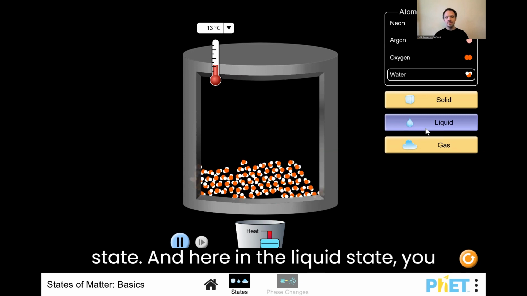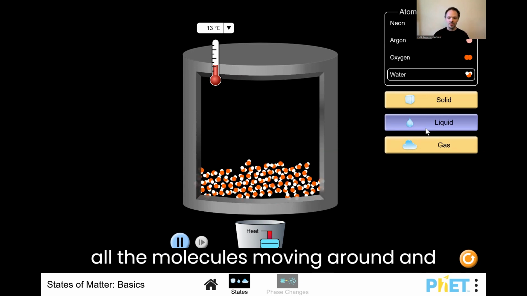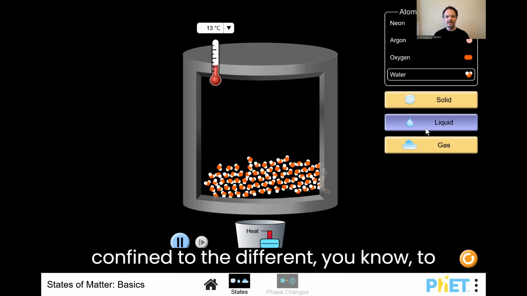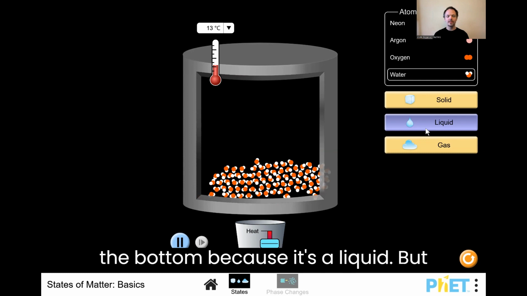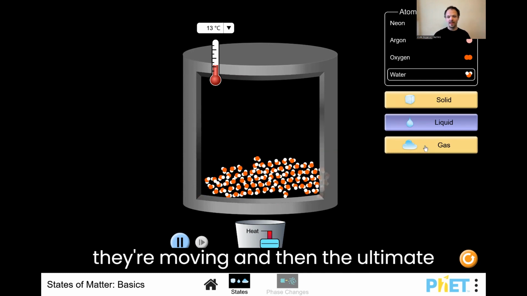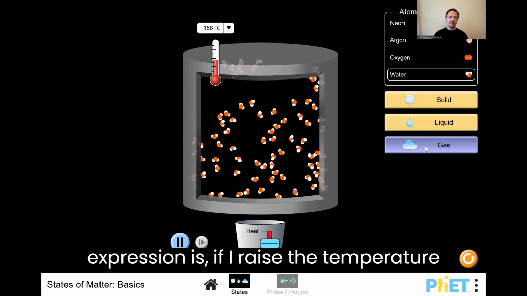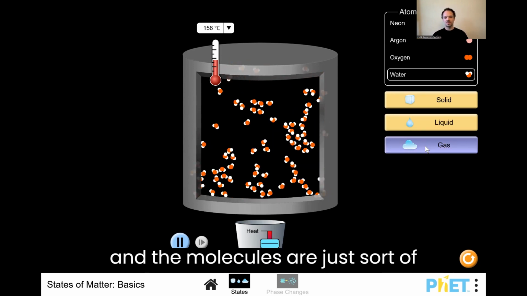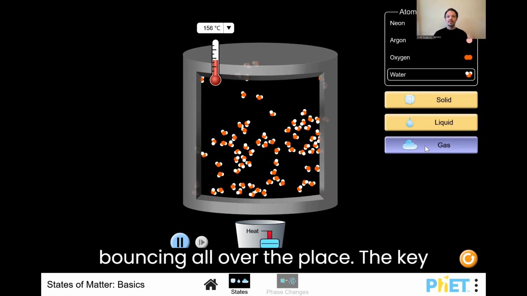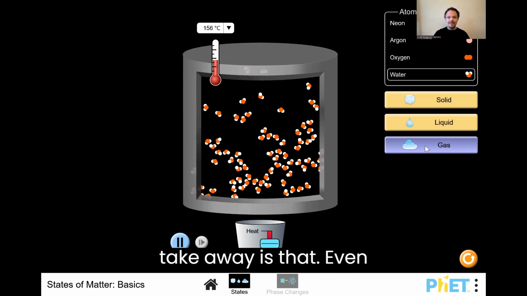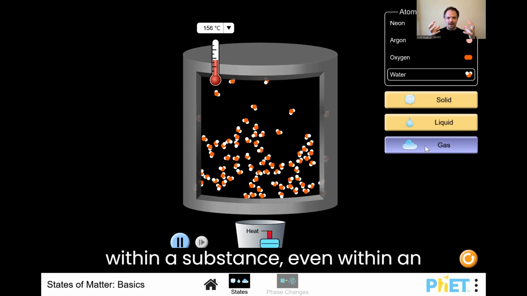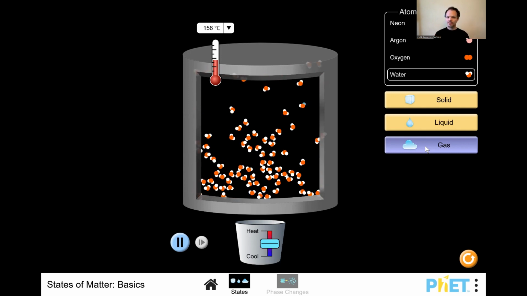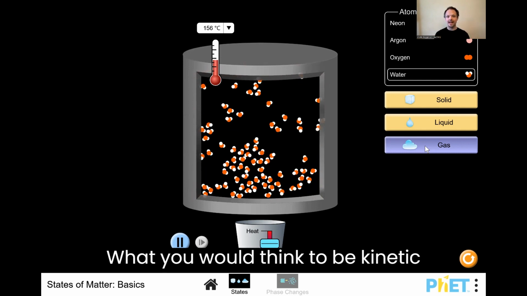And here in the liquid state, you can see there's this average motion of all the molecules moving around and jiggling around. They're still somewhat confined to the bottom because it's a liquid, but they're moving. And then the ultimate expression is, if I raise the temperature here, you can see 156 degrees Celsius, and the molecules are just sort of bouncing all over the place. The key takeaway is that even within a substance, even within an object, you have motion. And so you have what you would think to be kinetic energy.